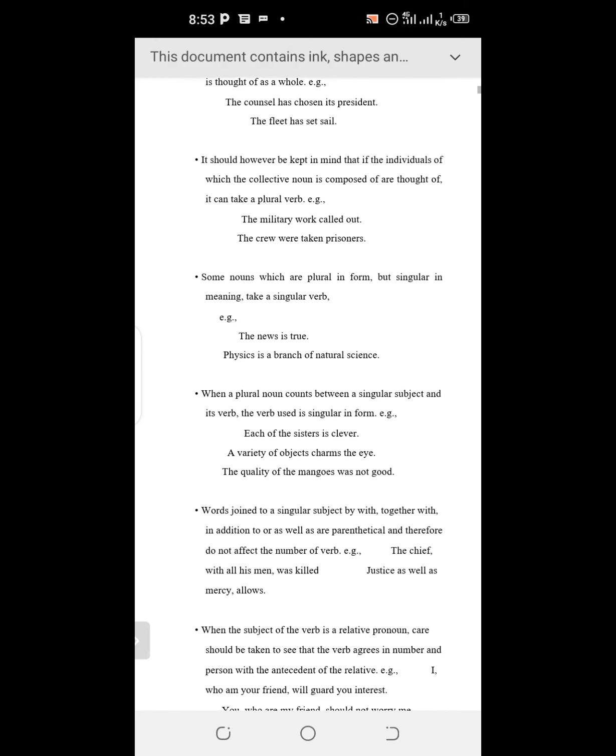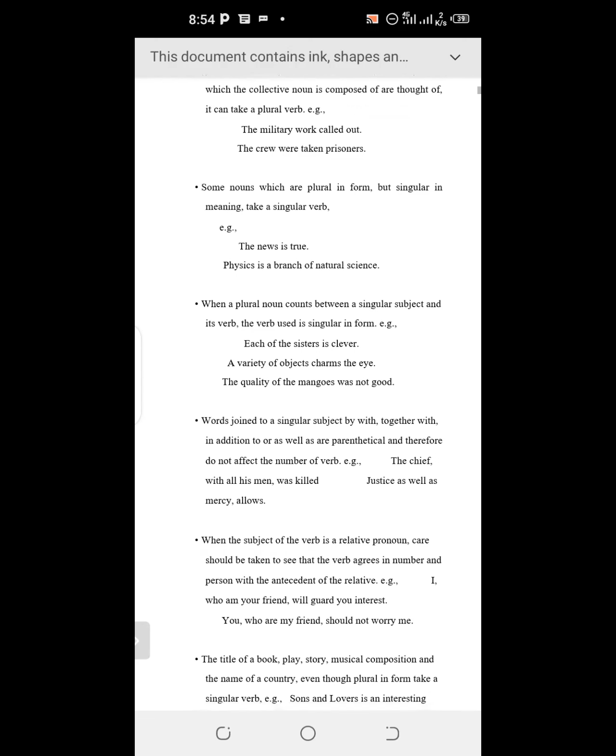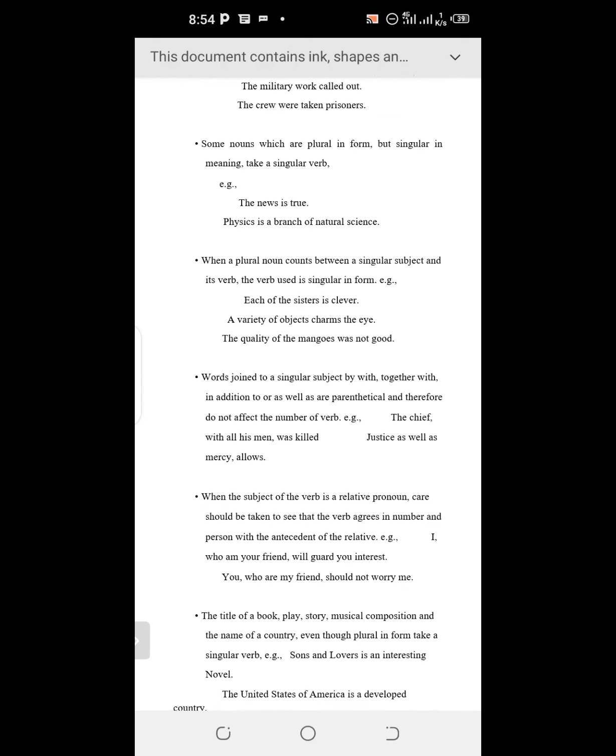Some nouns which are plural in form but singular in meaning take a singular verb. So how can you know that the noun is singular or plural? Commonly, we see S at the end, like car, cars, teacher, teachers, room, rooms. Some nouns already take S at the end. They seem to be plural, but they are not plural.